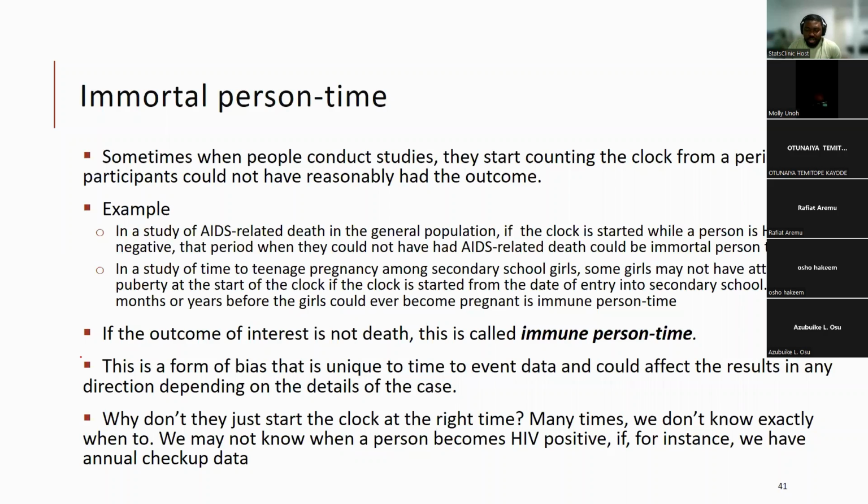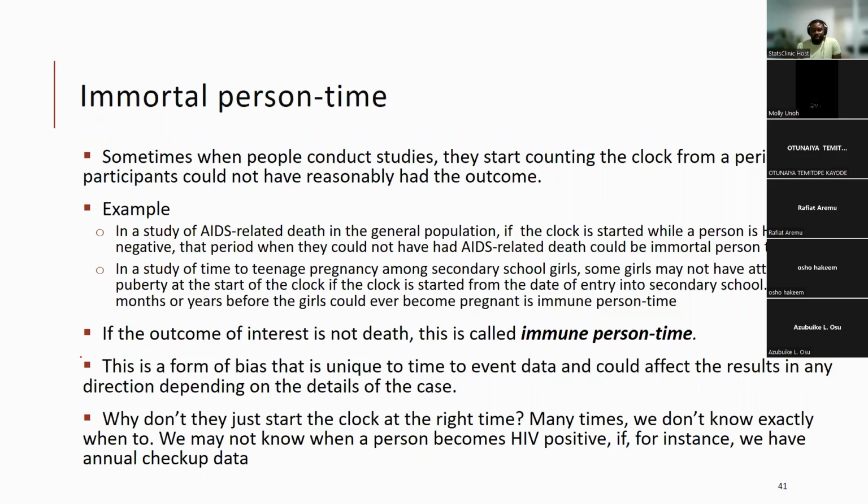But if you think about it in the context of teenage pregnancy, there are kids who start secondary school before they enter puberty. So if you do a study where your outcome of interest is teenage pregnancy, but you're looking among secondary school girls because it's convenient for you, you would inadvertently include some kids who could not become pregnant because they were not even at puberty yet. You see what I mean? So that is immortal present time or immune present time.